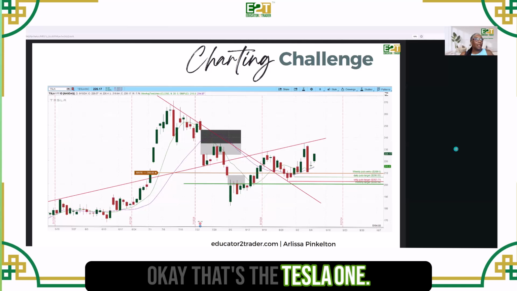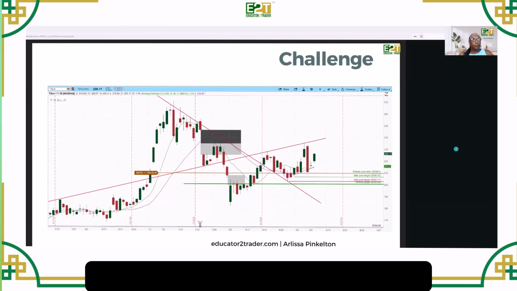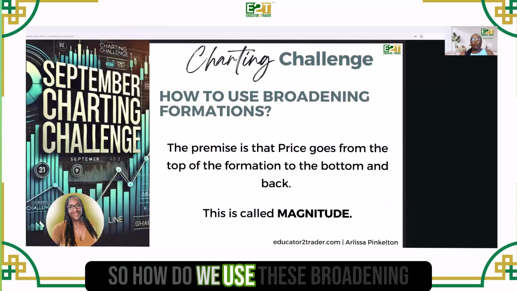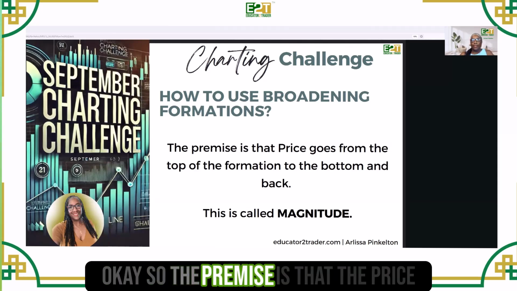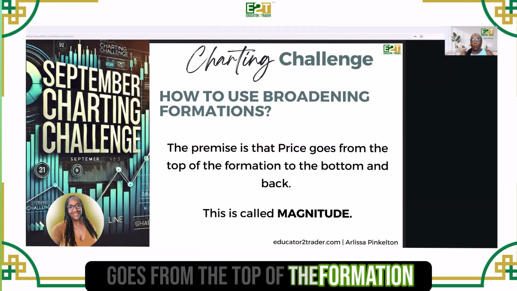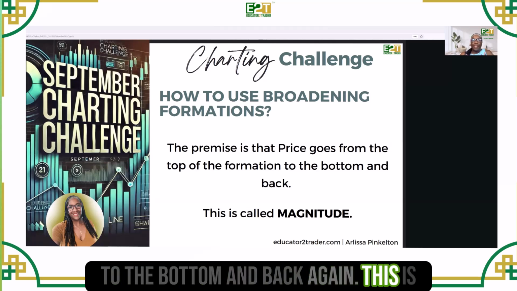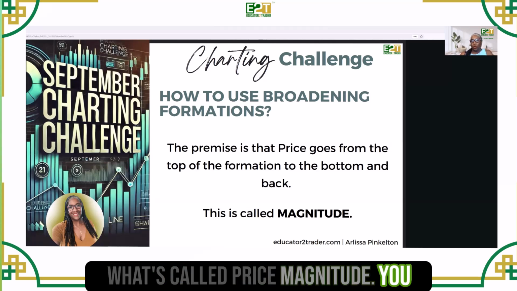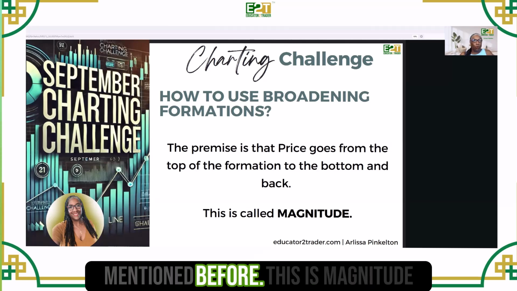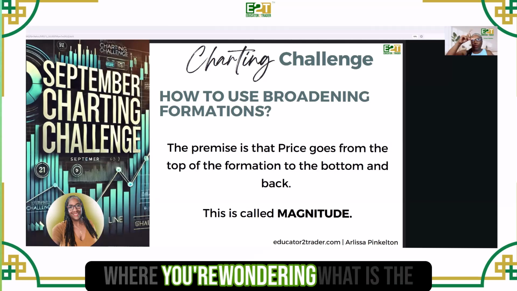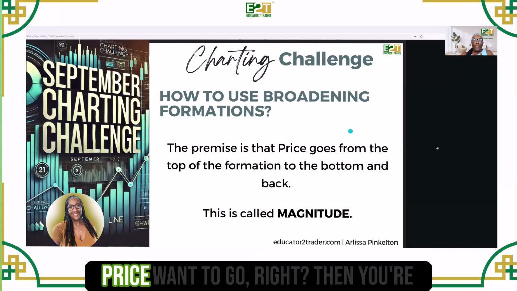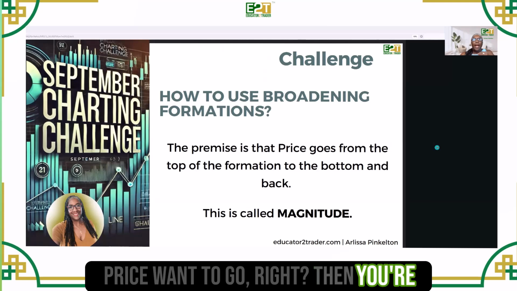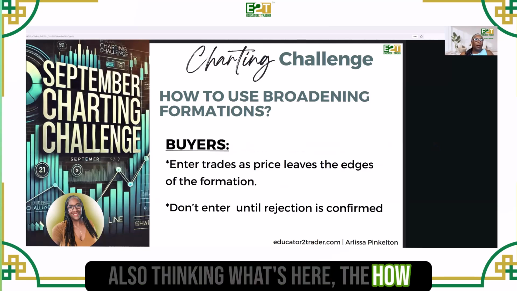Okay, that's the Tesla one. So how do we use these broadening formations? The premise is that the price goes from the top of the formation to the bottom and back again. This is what's called price magnitude. You may have heard magnitude mentioned before. This is magnitude, where you're wondering what is the breadth of the trade. Where does the price want to go? And then you're also thinking how do we use them?